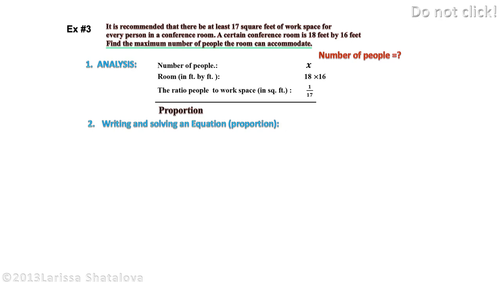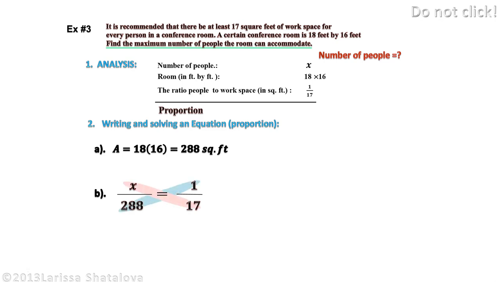which is an equation. But we have to use the same units. So first step is we have to find the area of this room. Area of a rectangle is length times width. So it will be 18 times 16, and the area of this room is 288 square feet. Now step B, we are ready to write out the proportion. So x to 288 equals 1 to 17.